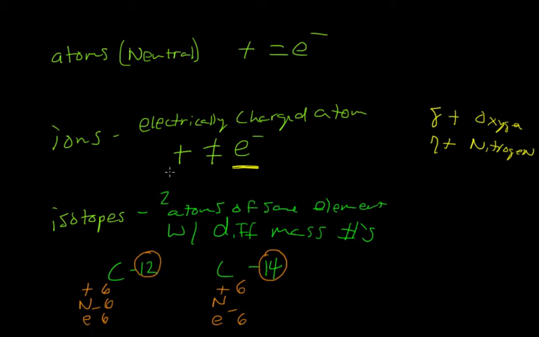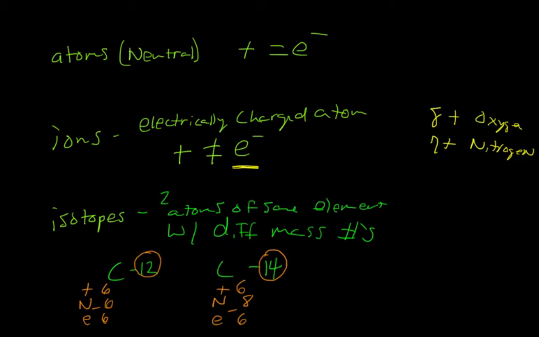So this means it's got 2 more particles than this one does. The only particles that we can add that doesn't add charge but just adds weight are the neutrons. If carbon-12 on the left has 6 neutrons, this one on the right has 8 neutrons, because 14 minus 6 gives me 8. So here's an example of the isotopes.